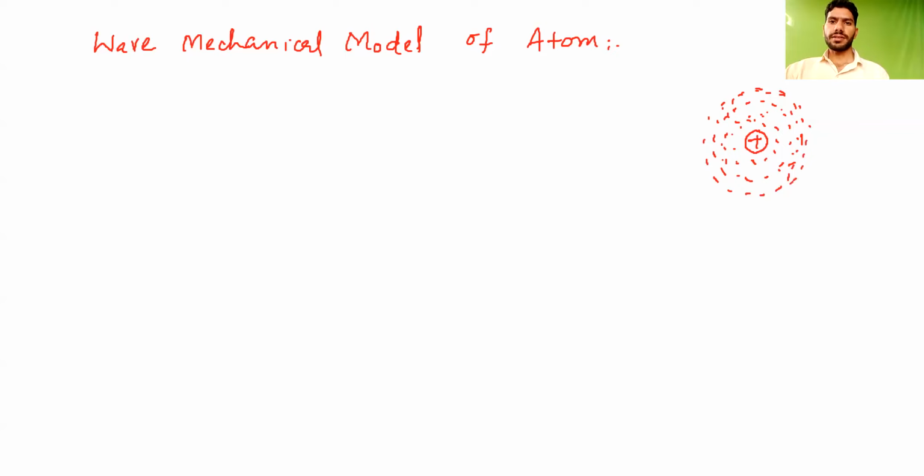Let's define it. I have already told you that we have to talk only in terms of probability. That means the electron can be anywhere outside the nucleus in the 3D space. It can lie on the x-axis, the y-axis, or the z-axis. So there is a probability that it can be anywhere. That is why we now have the orbital and not the orbit.